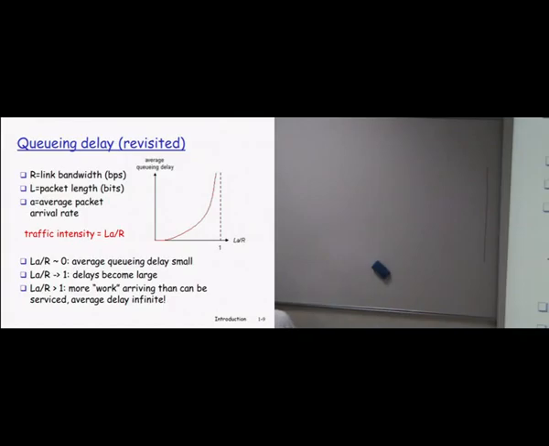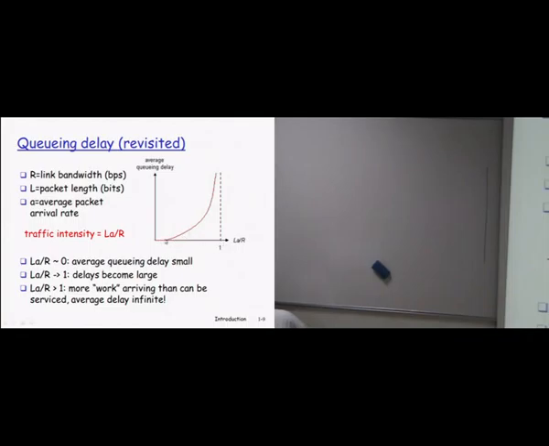Clear? So if the traffic intensity is approximately 0, the average queuing delay is small. If it is approaching 1, the delay becomes larger. If it is 0, no problem, but if it is approaching 1, the average queuing delay will start increasing. And if this value is greater than 1, if it exceeds the boundary of 1, then what will happen?